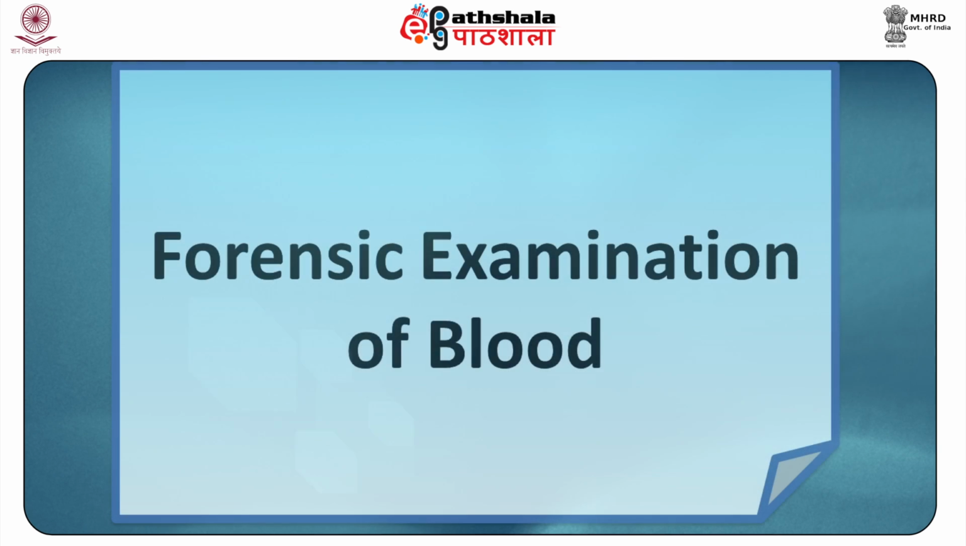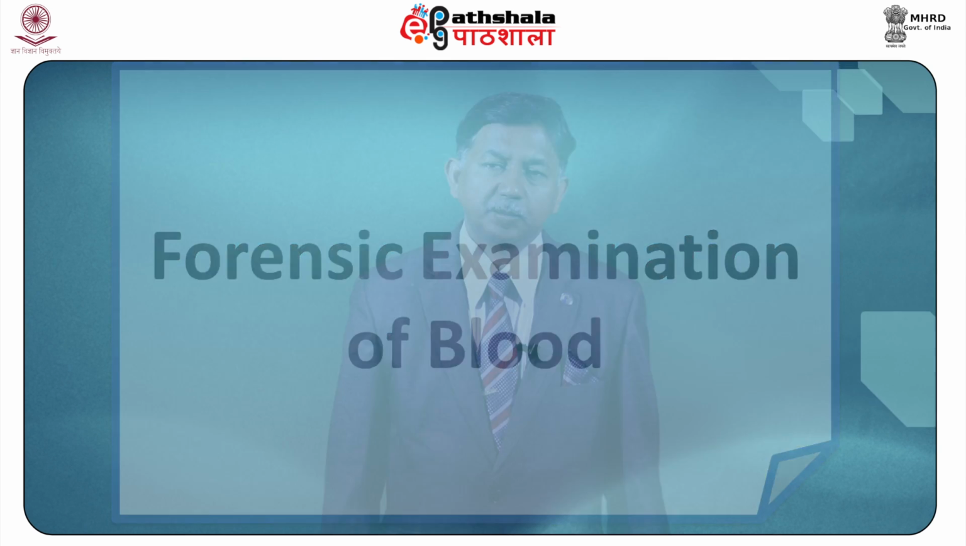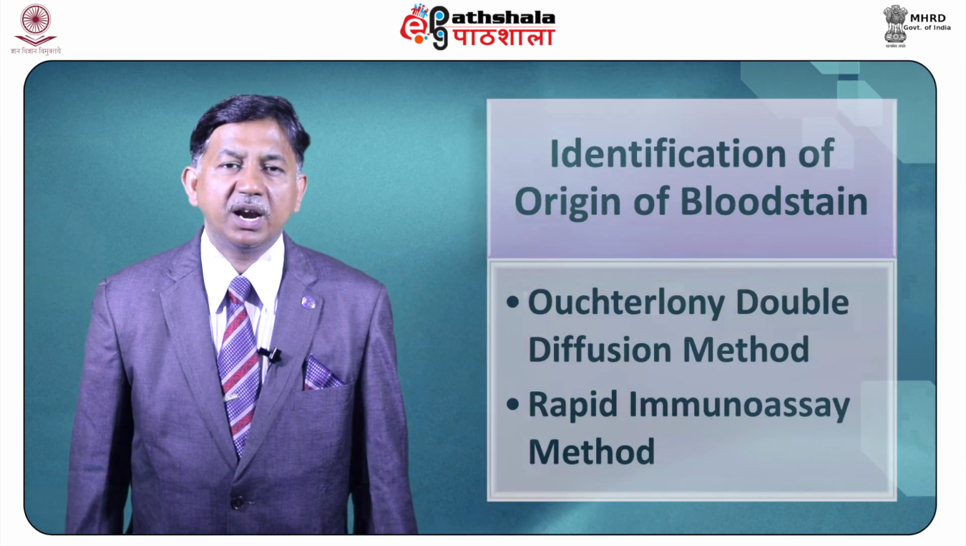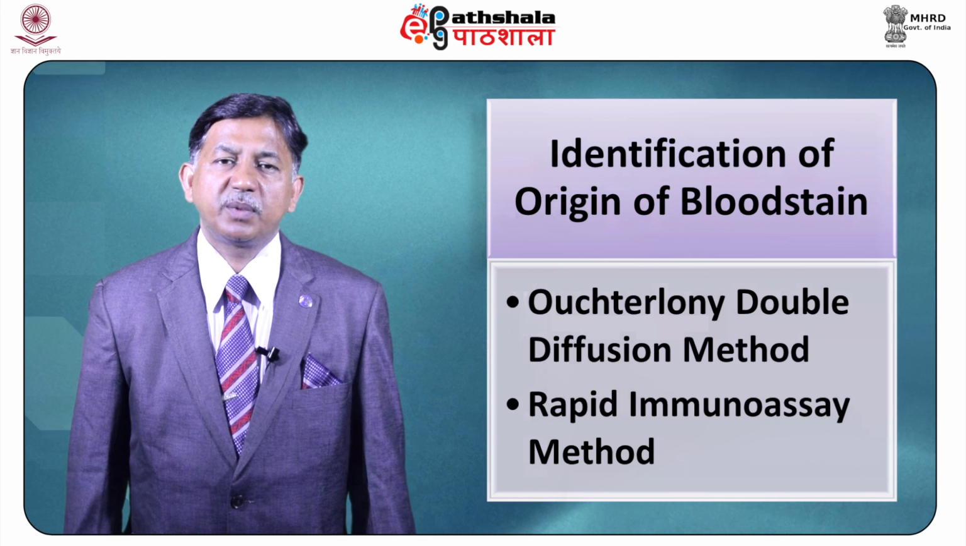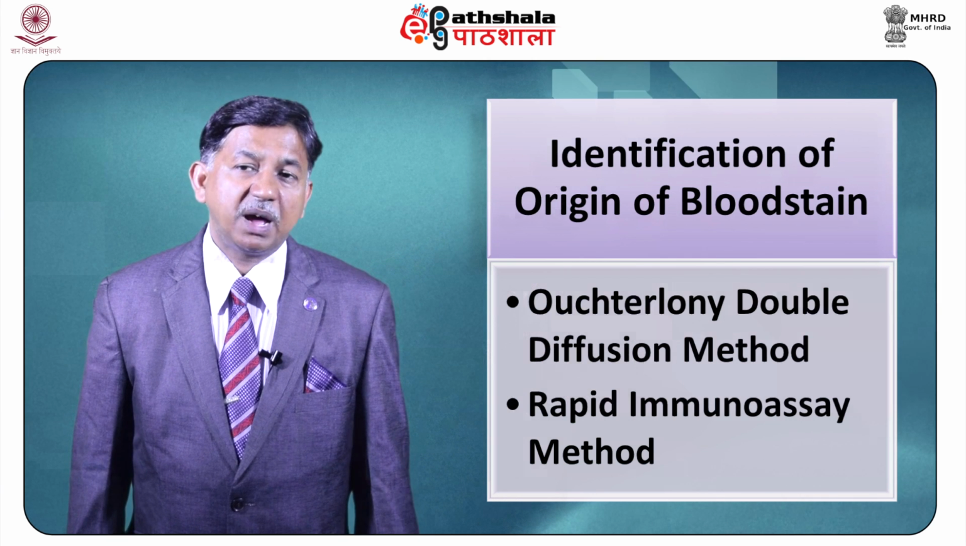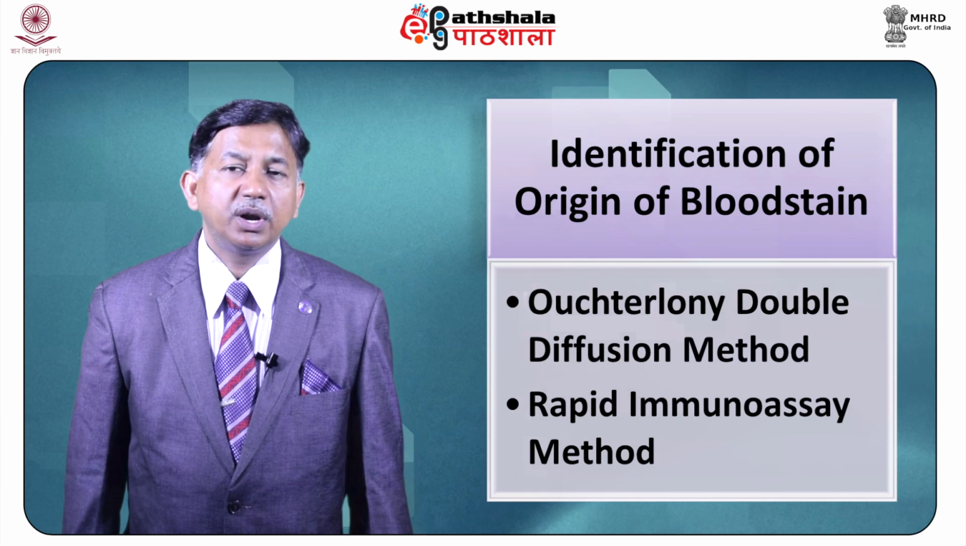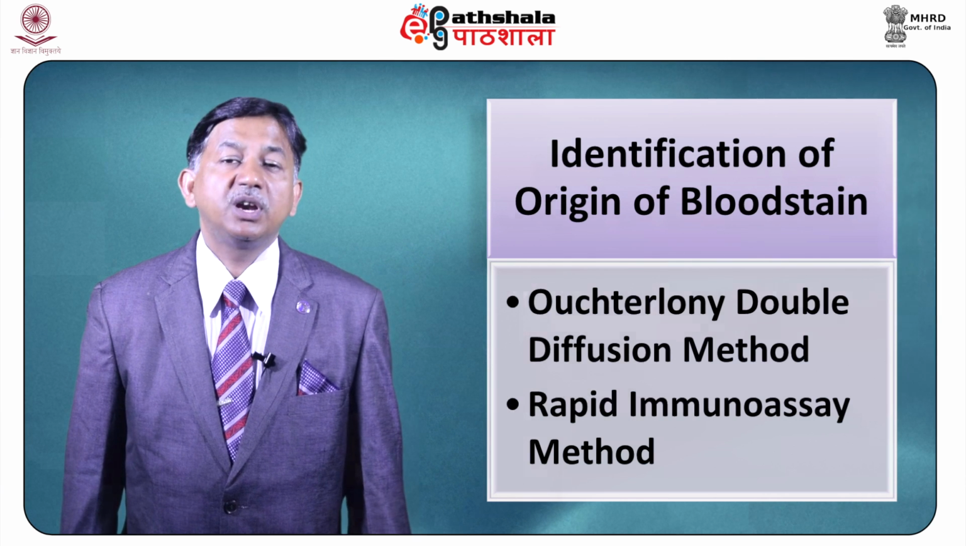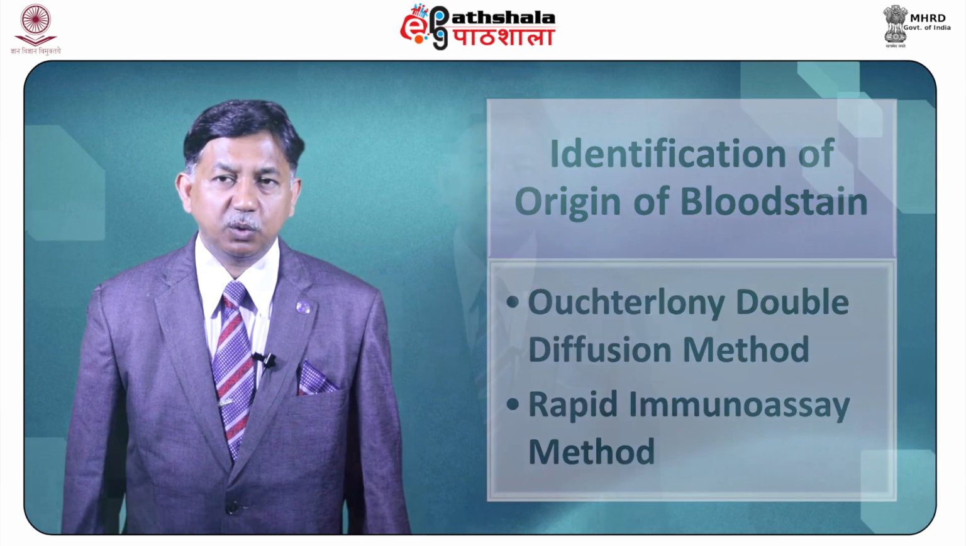So, keeping this in mind, the sixth week has been dedicated to teaching you about the forensic examination of blood. Blood is a complex fluid tissue composed of a liquid portion, plasma, and cellular components. You will also get to know how identification of the origin of blood stains can be done by methods such as Ouchterlony double diffusion method, rapid immunoassay methods and many more.